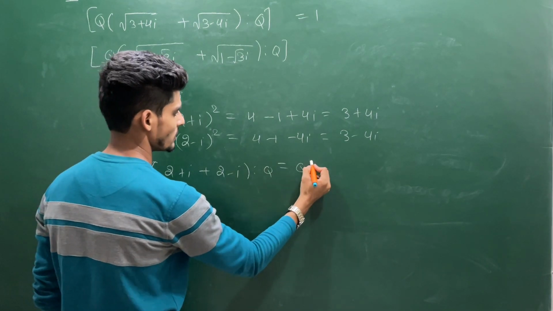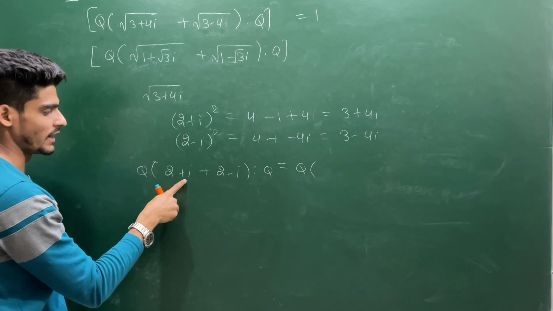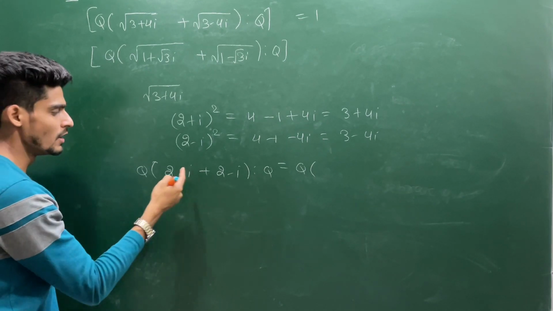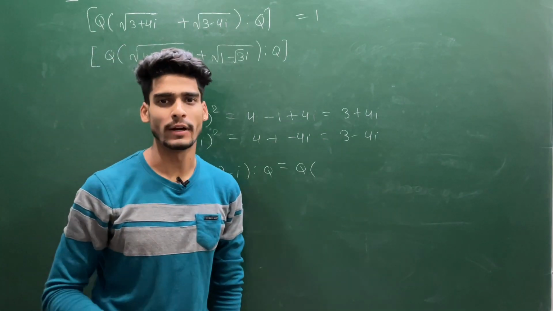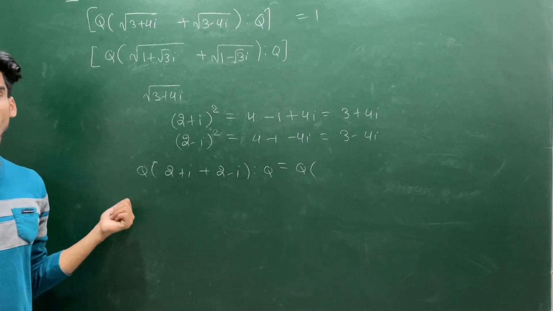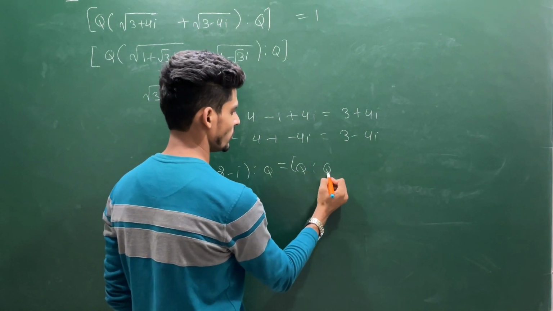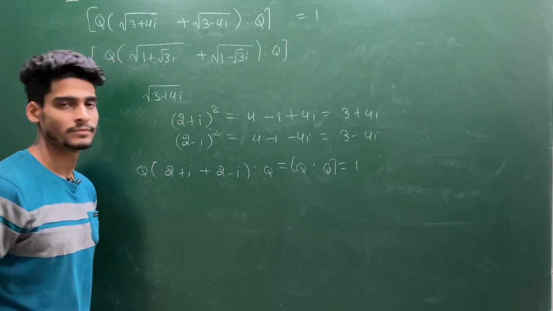That is, this is Q. 2 plus iota plus 2 minus iota, your iota will get cancelled out, you will have Q adjoin 4. But if you adjoin 4 to Q, you will not get anything new. You have already landed up in Q. So you are seeing the degree of Q over Q is exactly 1.